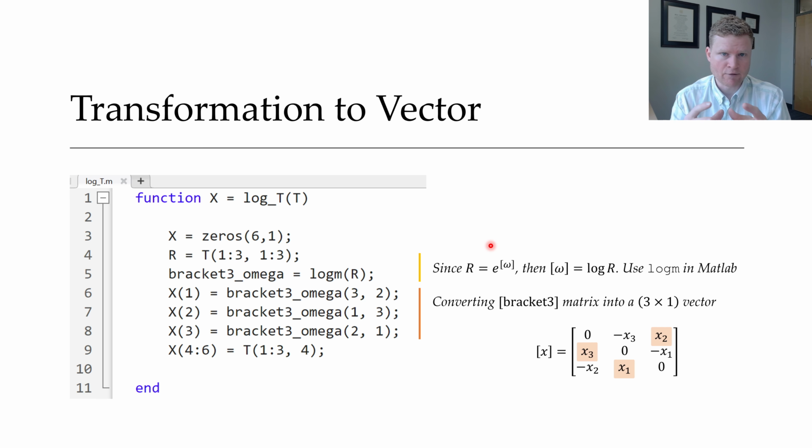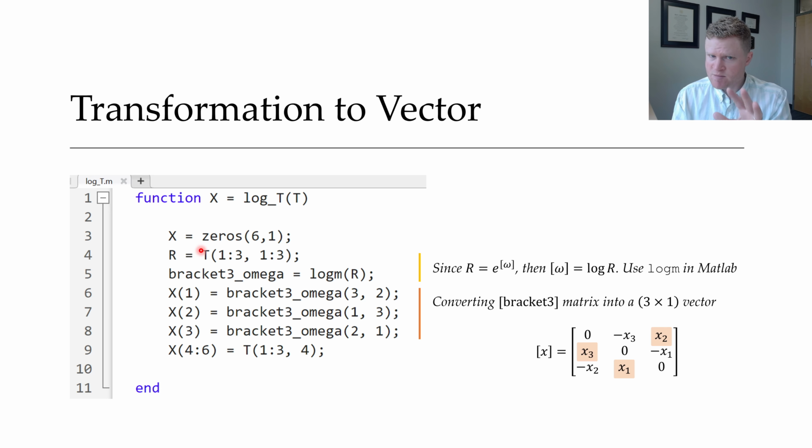Now this is a function that I wrote in MATLAB in order to perform this log of T operator. I'm going to take in my transformation matrix, again, that 4 by 4 transformation matrix, and I'm going to output this 6 by 1 vector x. So my first line, I'm just declaring, yep, I want to output a 6 by 1 vector. In the next line, I take my transformation matrix and I extract the corresponding elements for the rotation matrix. So I've got my rotation matrix, I'm going to call that capital R.